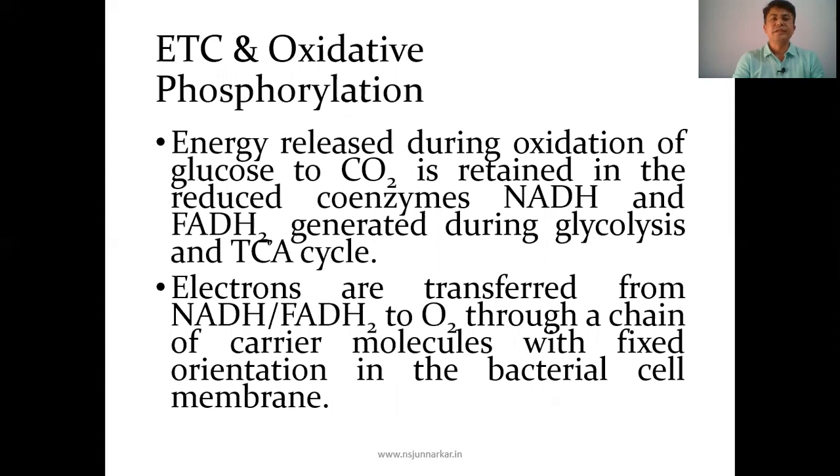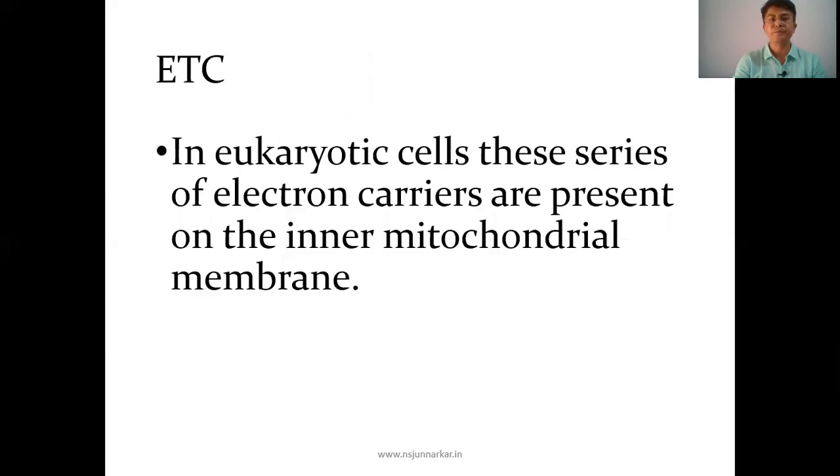Electron transport chain and oxidative phosphorylation. Energy released during oxidation of glucose to carbon dioxide is retained in the reduced coenzymes NADH and FADH2 generated during glycolysis and TCA cycle. The electrons are then transferred from NADH or FADH2 to molecular oxygen through a chain of carrier molecules with fixed orientation in the bacterial cell membrane. In eukaryotic cells, these series of electron carriers are present on the inner mitochondrial membrane.